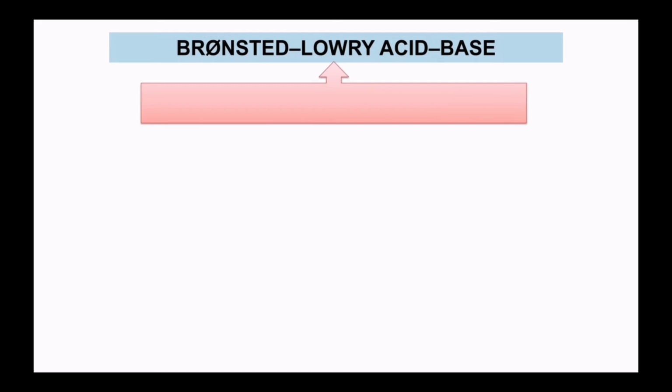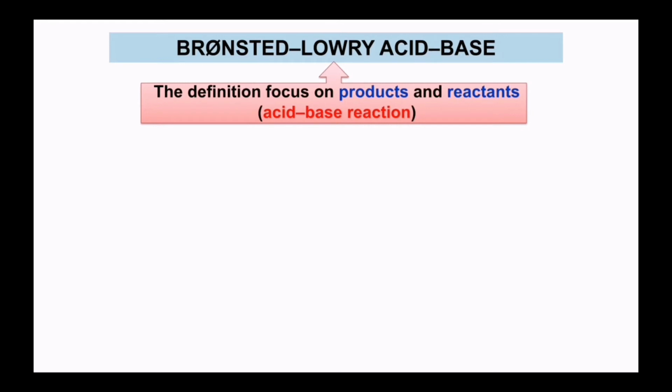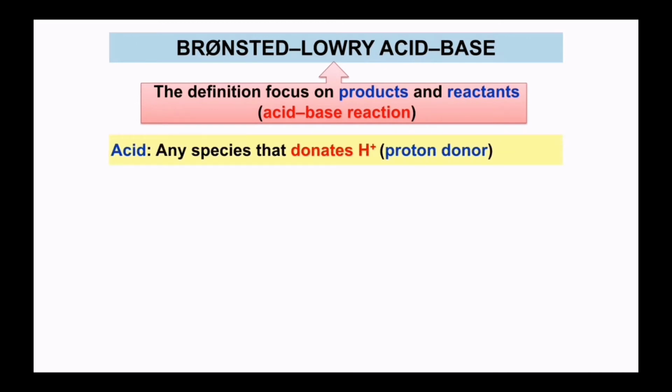Next, we move on to Bronsted-Lowry acid-base theory. This definition focuses on products and reactants. Remember, focus on the product and reactants because both correlate to each other. According to Bronsted-Lowry, acid is any species that donates H plus or is considered a proton donor. So in order for that species to donate H plus, it must consist of hydrogen H in its formula.